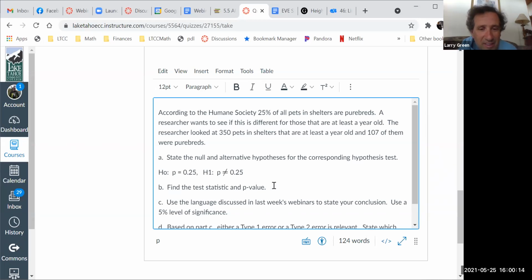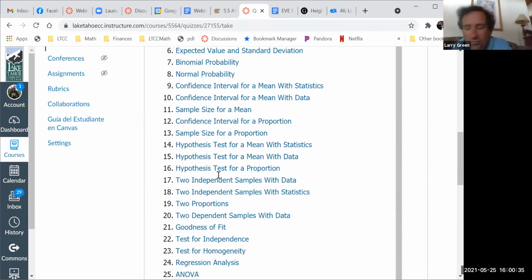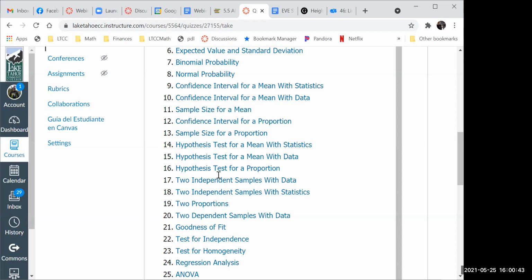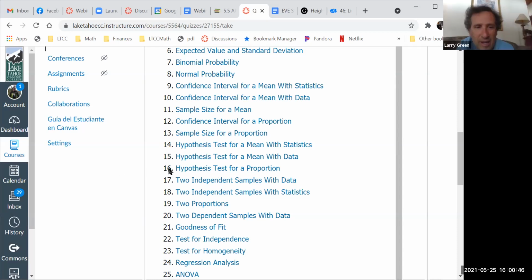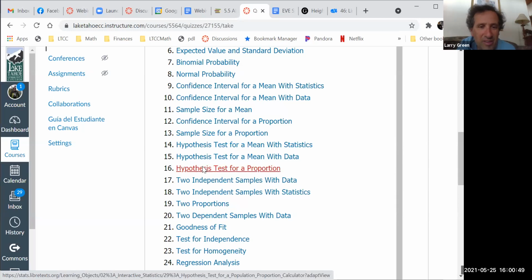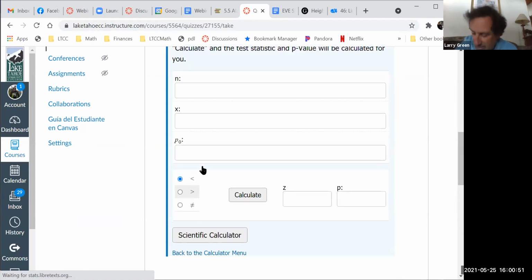Okay, now we find the test statistic and the p-value. Let me write this out. We have a 0.25. We have 350 pets, and 107 of them are purebred. So let's go up to the calculator. Which calculator do I use? Hypothesis test for a proportion. Yeah, exactly. Hypothesis test for a proportion, which is number 16.